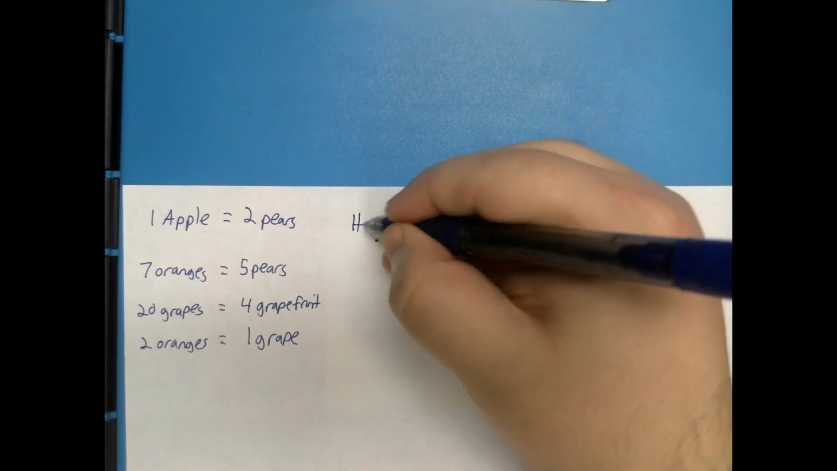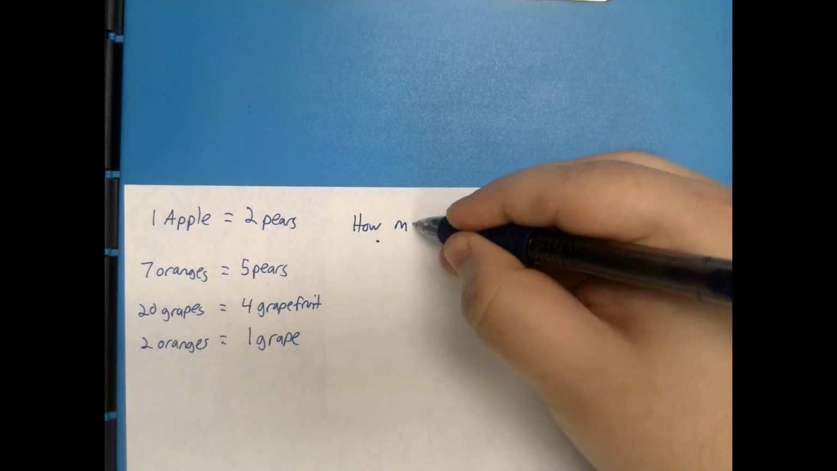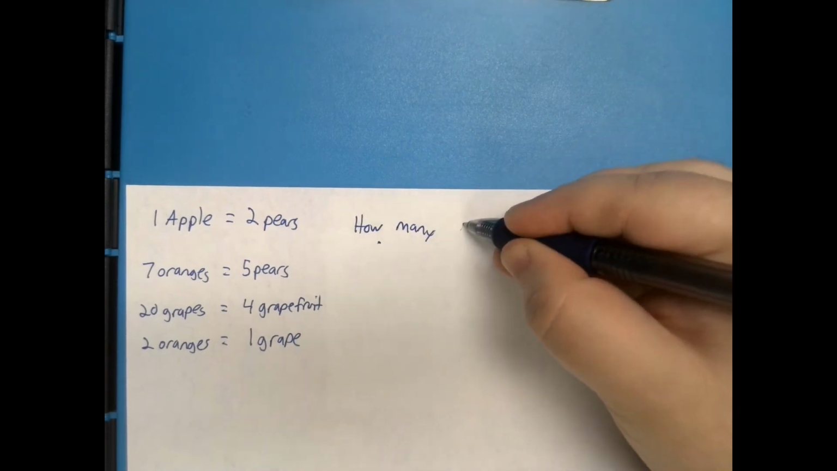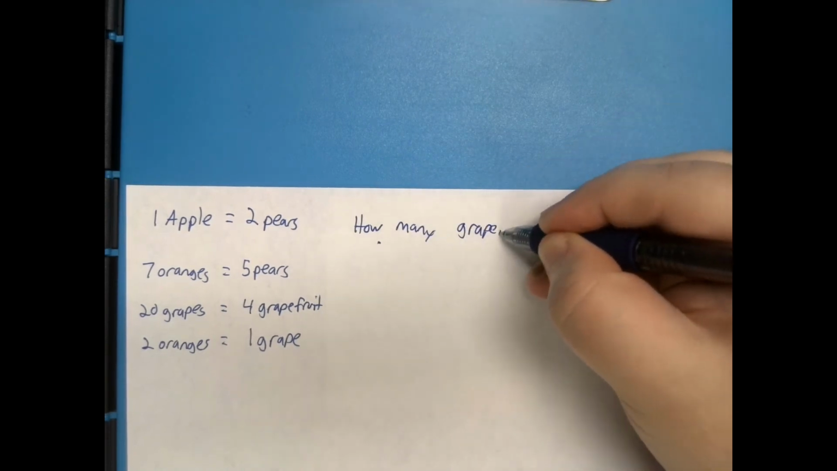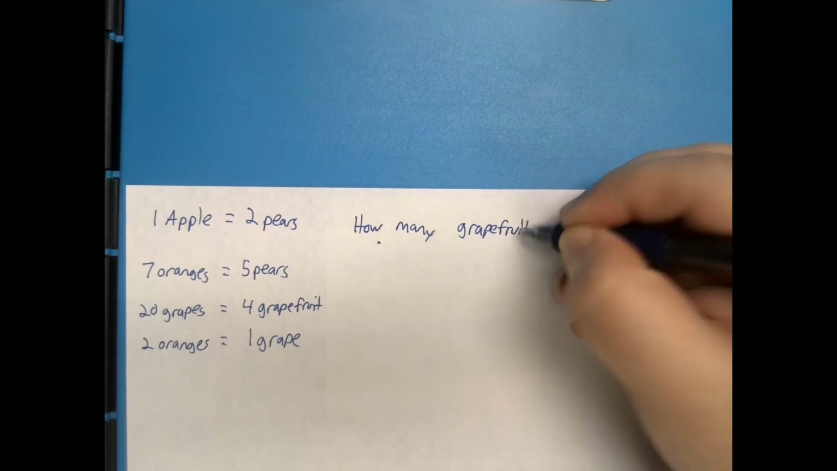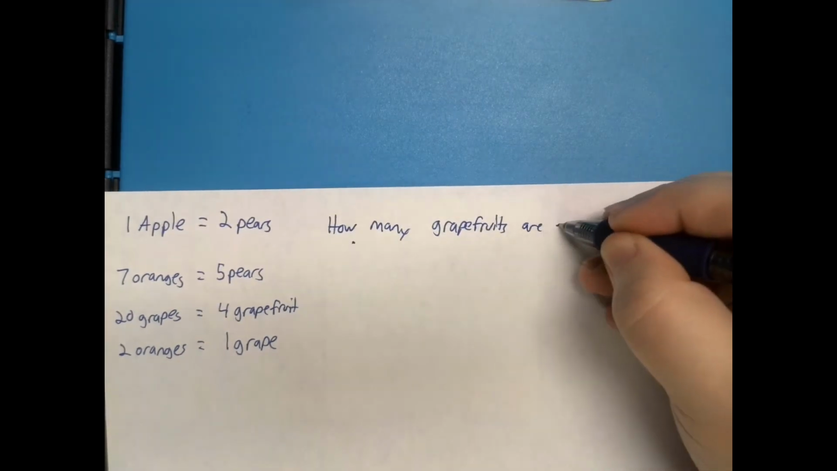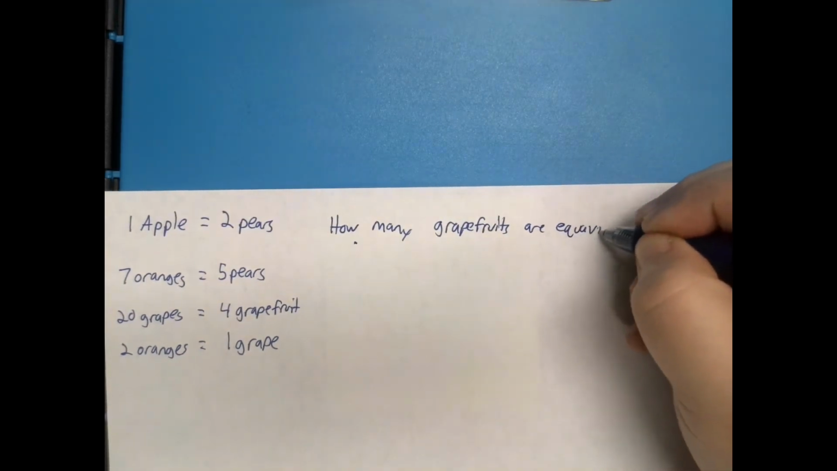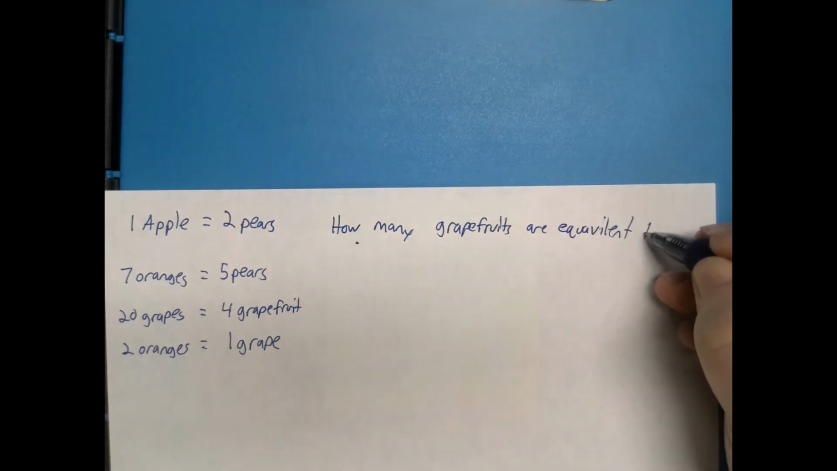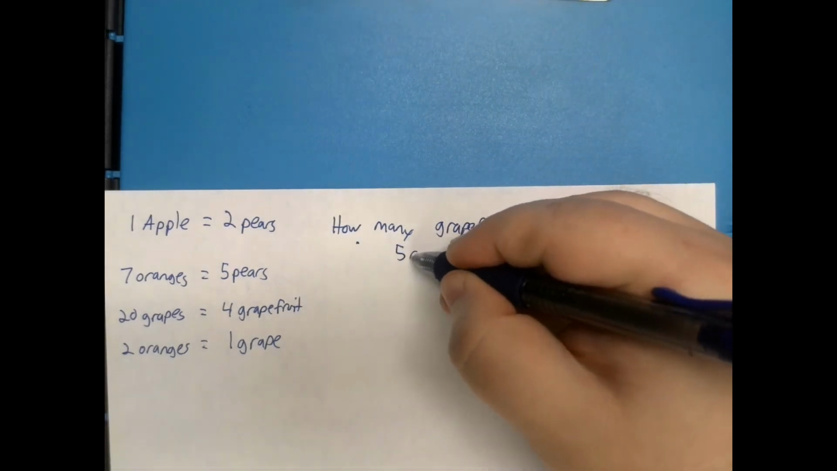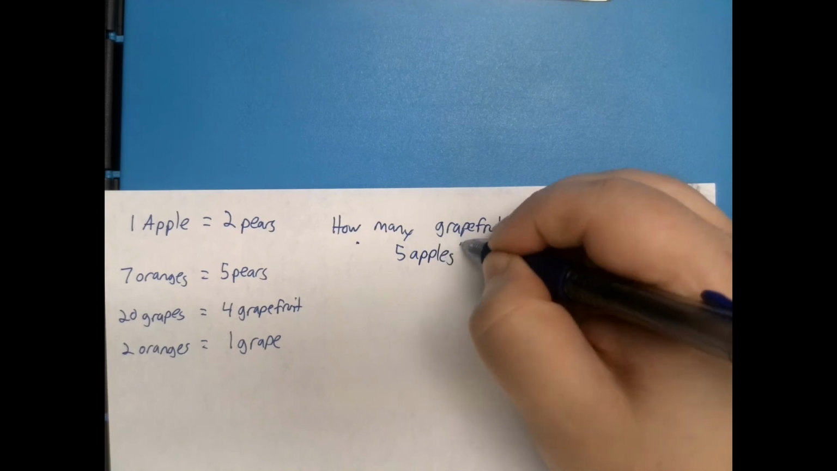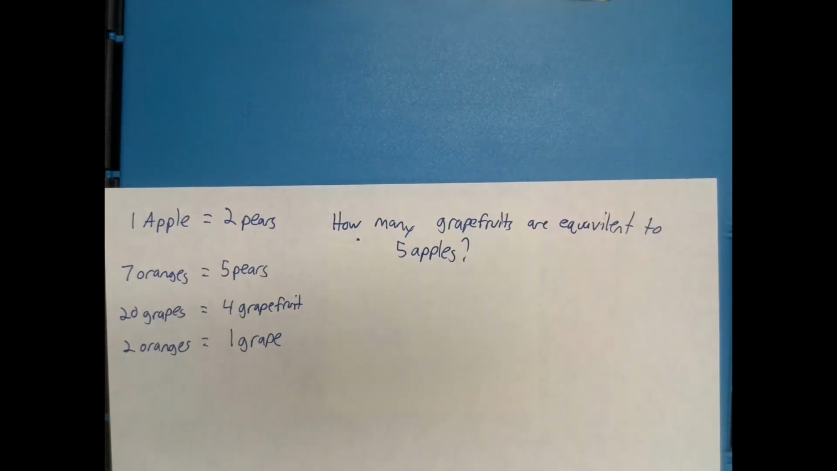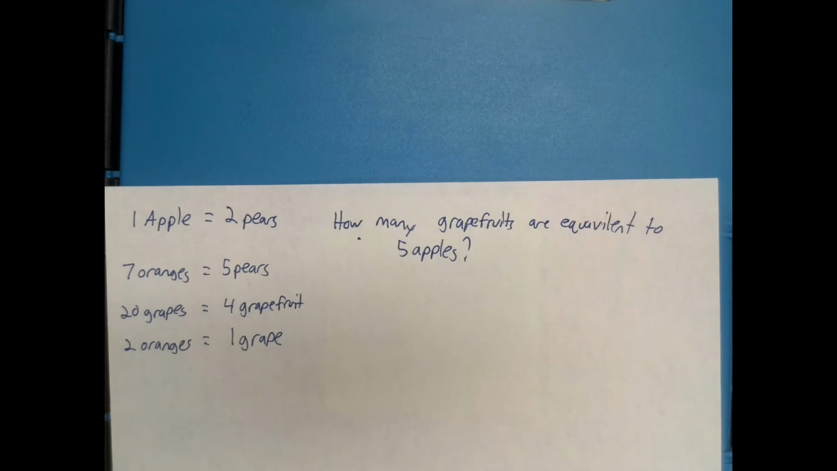So let me write down. How many grapefruits are equivalent to 5 apples? How many grapefruits are equivalent to 5 apples? Another name for dimension is unit. So units are called dimensions.